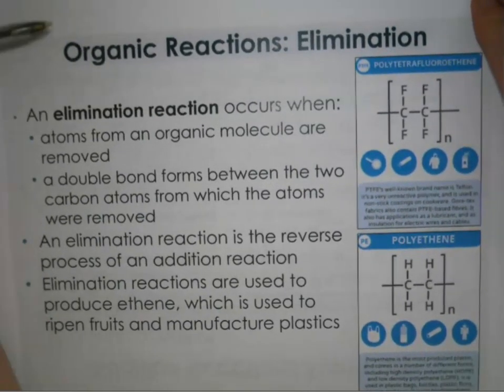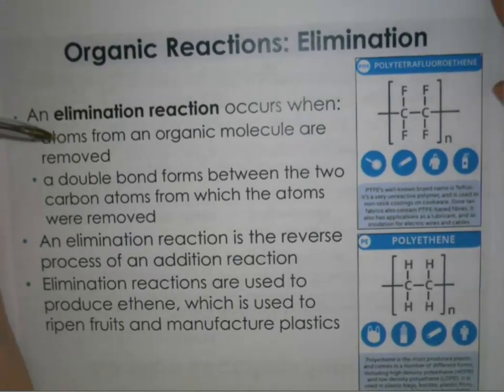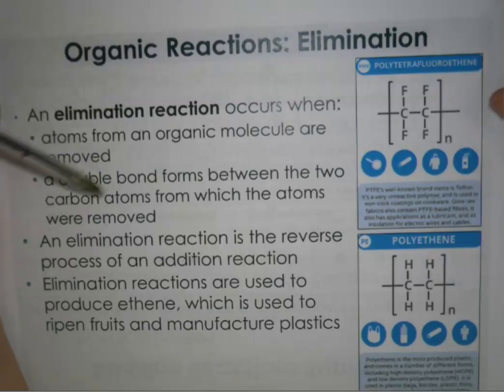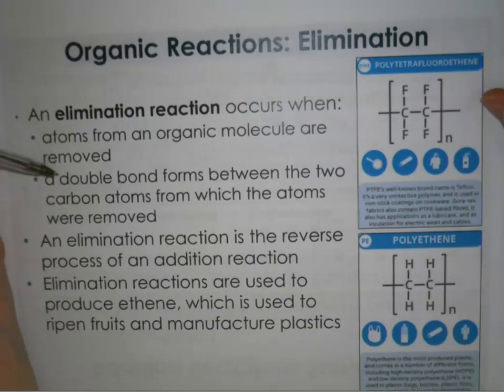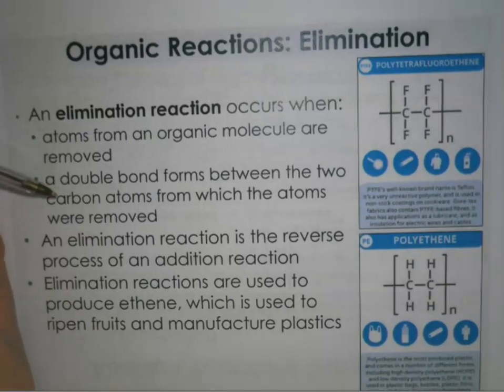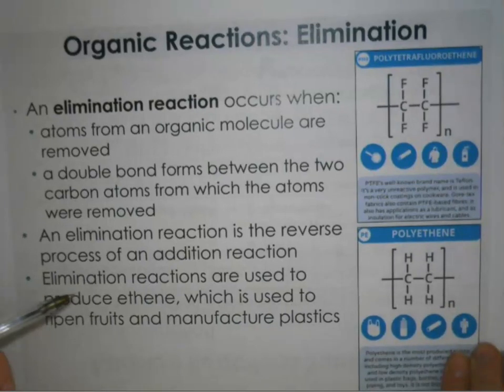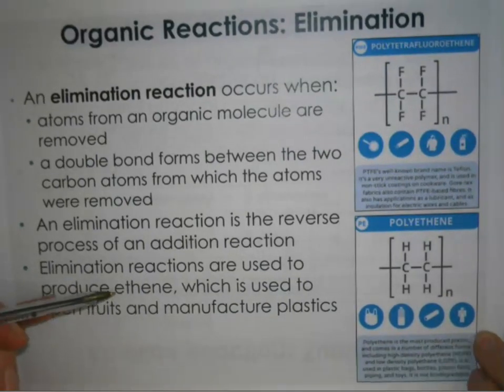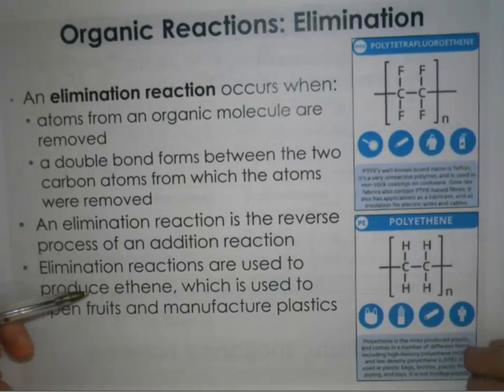Okay, the next type of reaction we're going to look at is elimination. An elimination reaction happens when atoms from an organic molecule are removed, which probably seems pretty obvious because it's elimination, right? When atoms are removed, a double bond can form between the two carbon atoms because they have those bond spots available now. So this is basically the reverse of an addition reaction. One of the uses for this is to make ethene, which is used to ripen fruits and manufacture plastics.